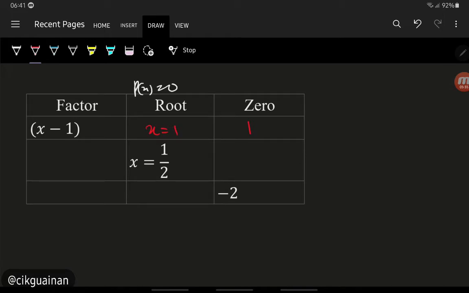Now the second row: x equals 1 over 2 is the root when p(x) equals 0. So the 0 for p(x) is 1 over 2. And from the root, how do we get a factor? Simple. x minus 1 over 2 equals 0. Because we want to make sure the right-hand side of the equal sign is 0, we have x minus 1 over 2, and then we drop the equal sign. So this is the factor. Now the last one: from the 0, how do we get the root? Just x equals minus 2, and then from here to there, how? x plus 2.